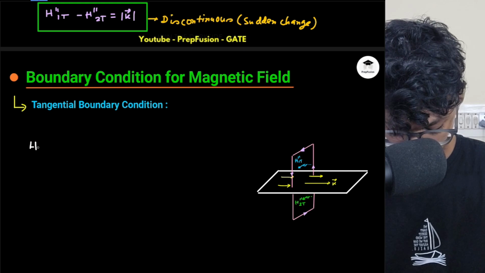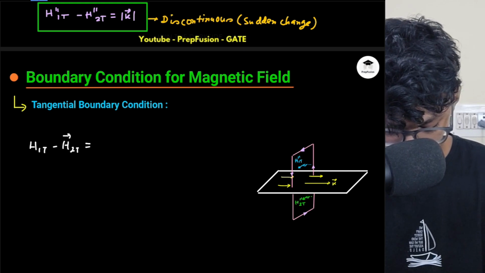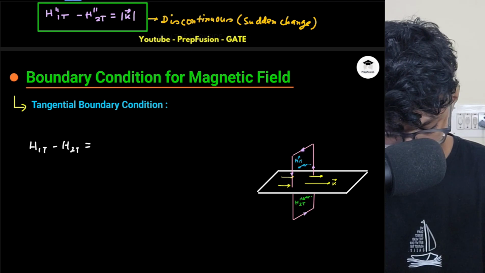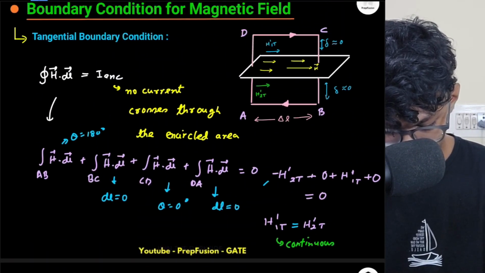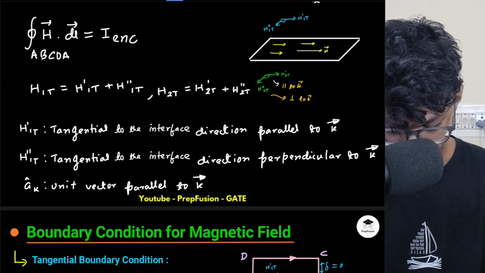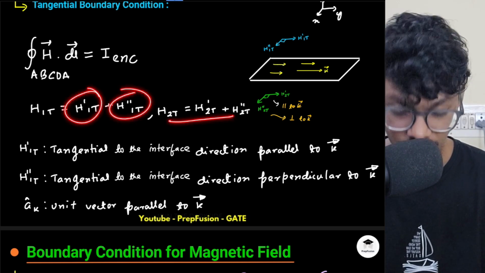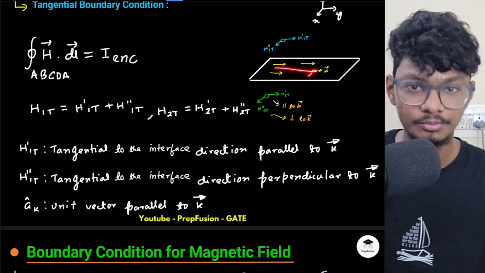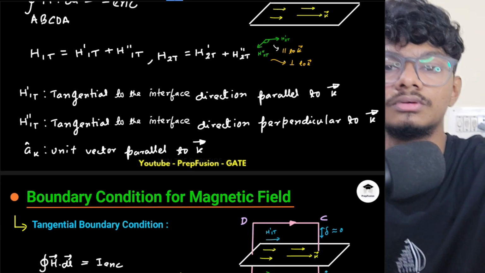my overall change is H1T minus H2T. Now remember how I defined my H1T and my H2T. My H1T is this, and H2T is this. It is the sum of two components, the parallel component and the perpendicular component.